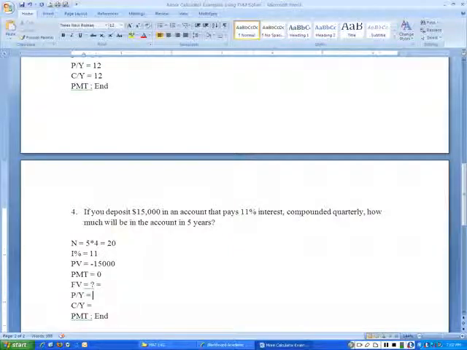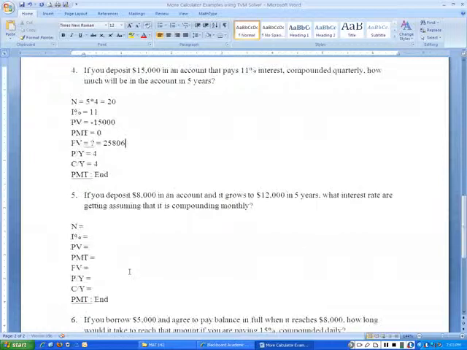And our payments per year and compoundings per year are both 4 because it's quarterly. And when we plug that in, we get a value of $25,806. Now, if you do that on your calculator using A equals P times (1 plus R over N) to the NT, you can check that and make sure you get the same value.